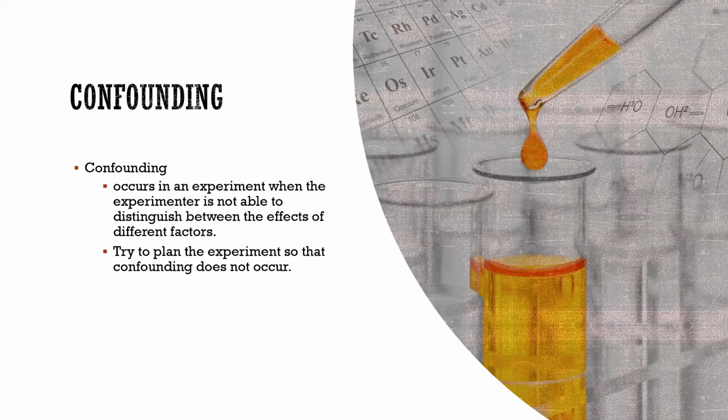Confounding is something that can happen when you're not able to distinguish between the effects of different factors. Confounding in an experiment is something that you can try to avoid. In an observational study, it's almost impossible.